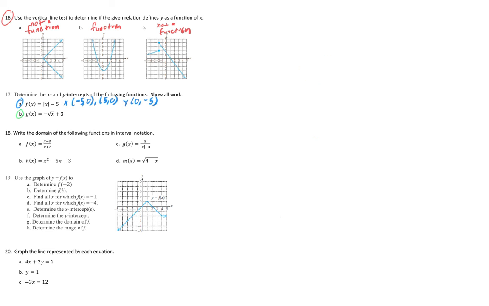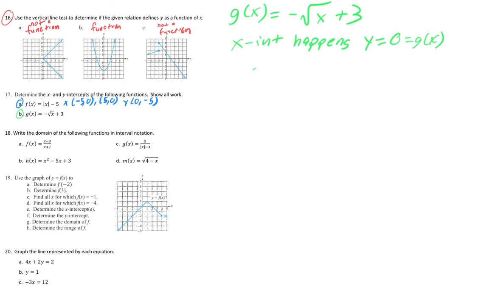Now we want to look at 17b. So we're saying g of x is equal to negative square root of x plus 3. To find our x-intercept, that happens when y is equal to 0, or in this case that's going to be our g of x. So we're going to say 0 is equal to negative square root of x plus 3, right? I'm going to add the square root of x on both sides.